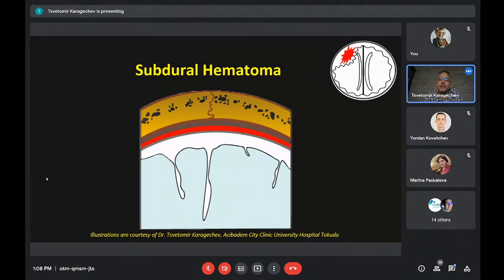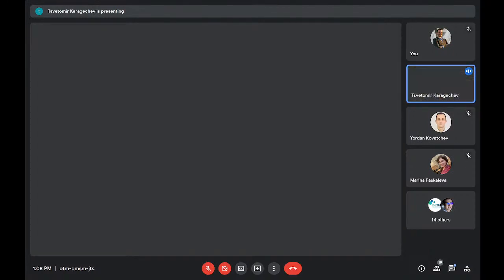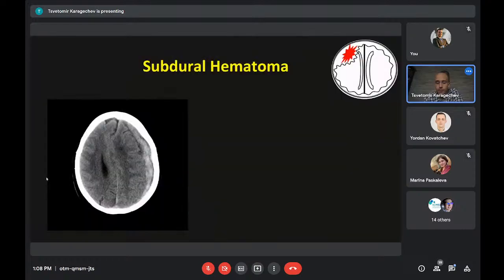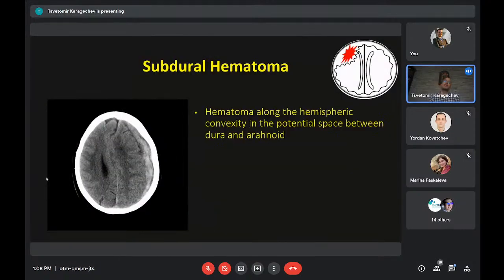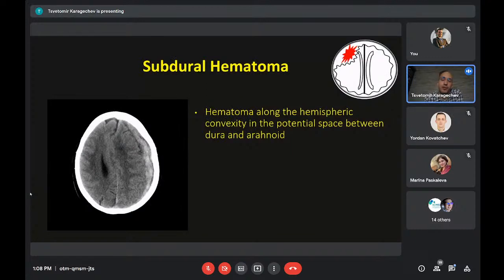So the next space is the subdural space. As I said, this is also a potential space. This is between the visceral layer of the dura mater and the arachnoidea mater. And I'll show you an example. As you can see, this is a very typical example of subdural hematoma. I will show you the main characteristics of such hematoma. So it goes along the hemispheric convexity in the potential space between the dura and the arachnoid. It has this very typical crescentic shape.